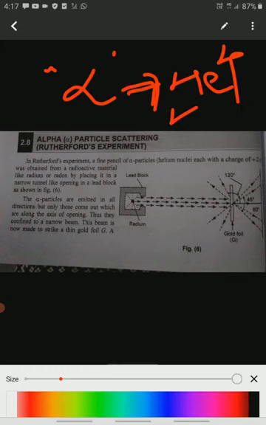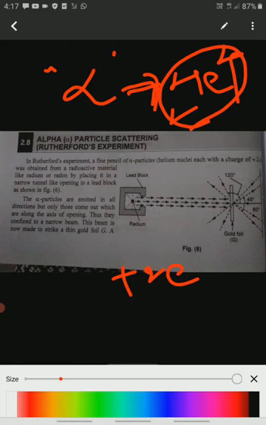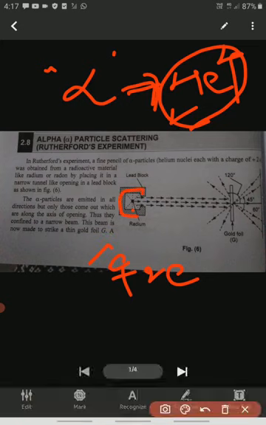In the Rutherford experiment, a fine pencil of alpha particles, also called helium nuclei, with a charge of 2e, was obtained from a radioactive material. We are using a radioactive material, radium, which is placed inside a lead block.